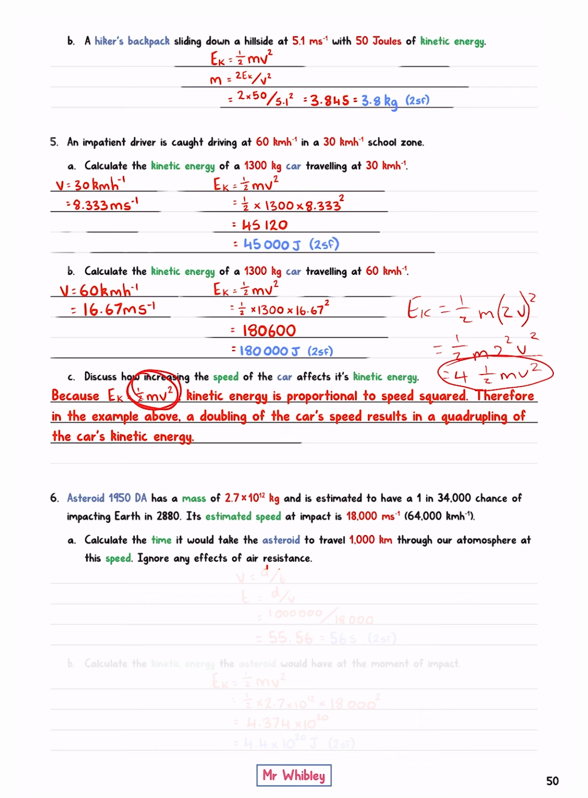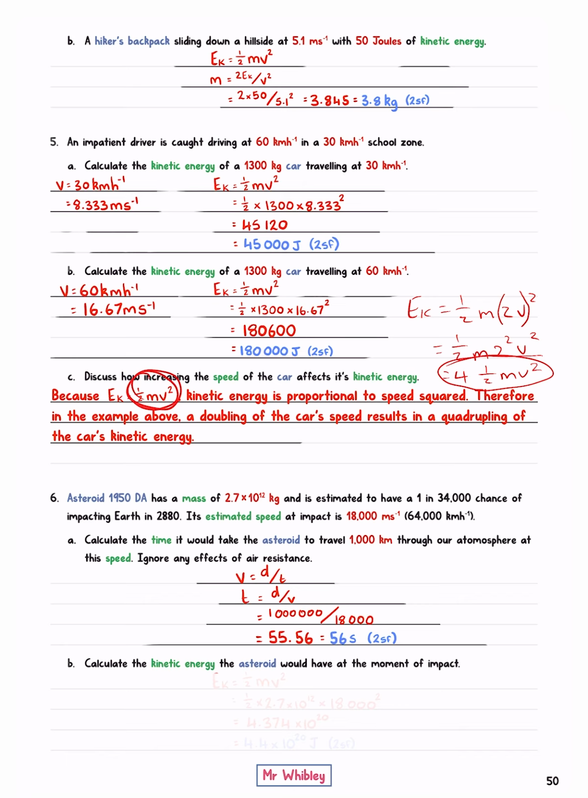To use our speed and distance to find our time, we can use our usual velocity equation, solving this for time by swapping the v and t around. Putting in our numbers, where 1,000 kilometers is a million meters, gives me 55.56 or 56 seconds to two significant figures. Calculate the kinetic energy the asteroid would have at the moment of impact. Using our kinetic energy equation, knowing our mass and our velocity, gives us 4.374 times 10 to the 20, or 4.4 times 10 to the 20 joules to two significant figures.